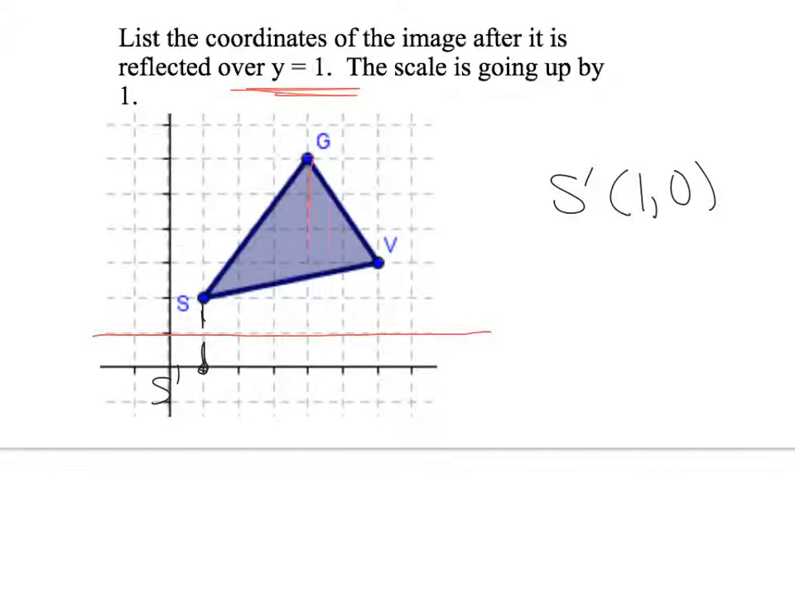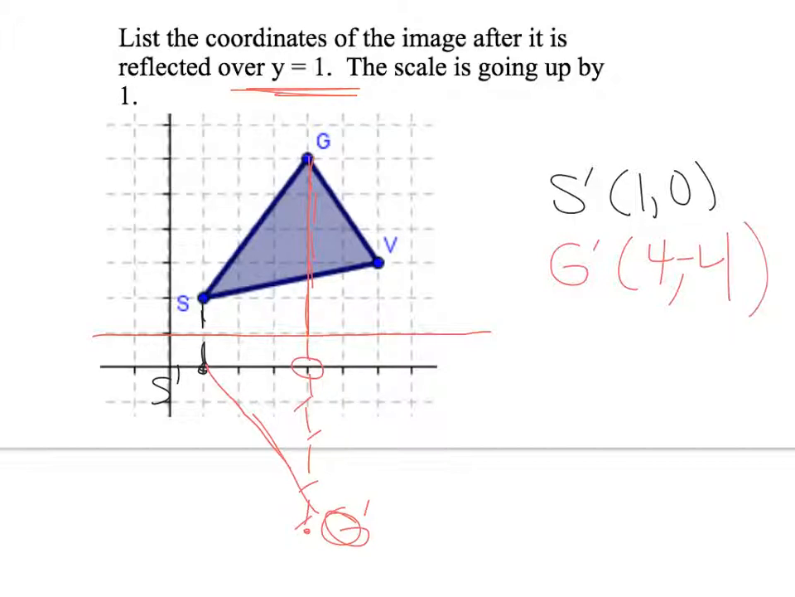Okay, G: 1, 2, 3, 4, 5. G prime is going to be at 4, and then down 1, 2, 3, 4. So (4, 4), or (4, negative 4), sorry. And then V, up 2, down 2. V prime is going to be at 1, 2, 3, 4, 5, 6, so (6, negative 1).